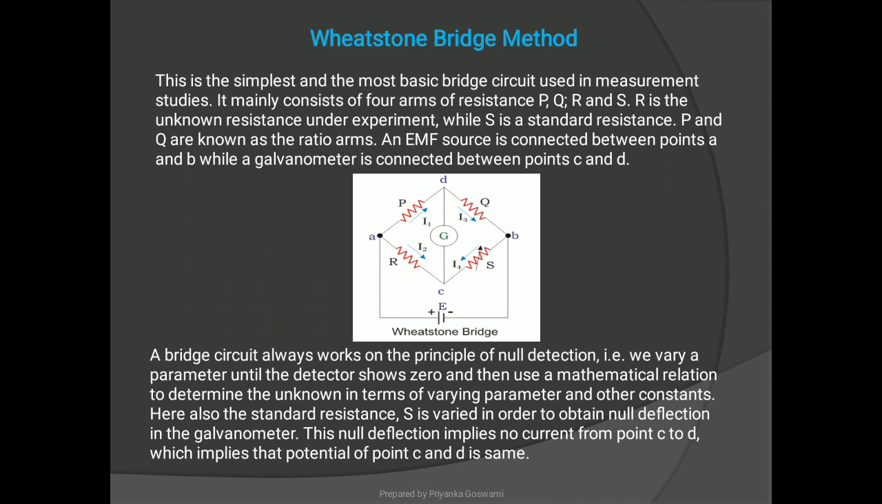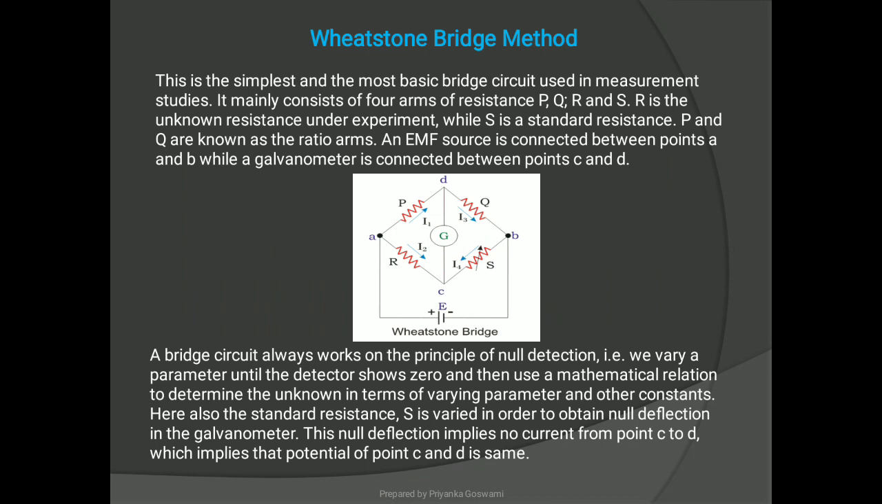The bridge is said to be balanced when the potential difference across the galvanometer is 0 volt, so that there is no current through the galvanometer. Hence, we can say the bridge is balanced.